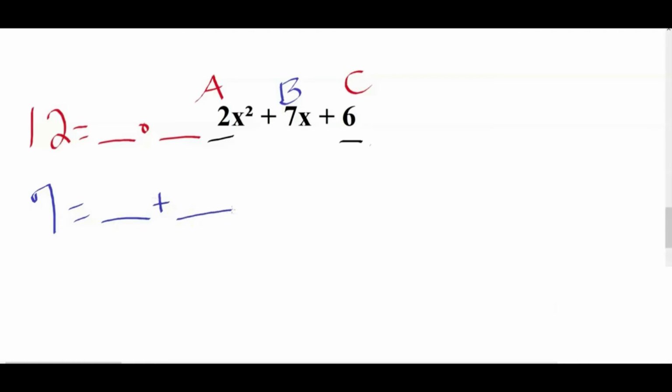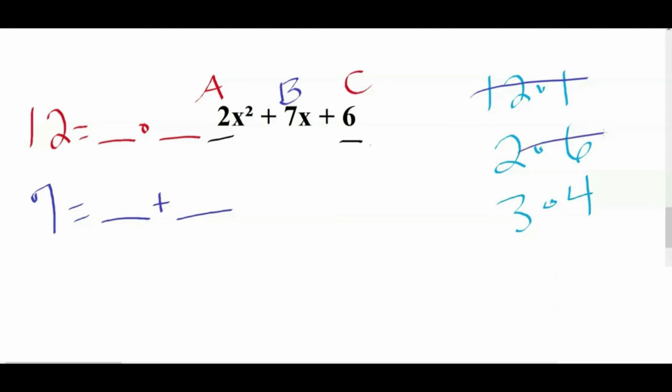Alright, so factors of 12, if you start listing things that you know will multiply to 12. So I know 12 times 1, 2 times 6, and 3 times 4. Those are the factors of 12. Well, which ones add to 7? And it's pretty easy to look at sometimes which ones work. 12 and 1 doesn't work. 2 and 6 is going to give me 8. But 3 times 4, that actually works.